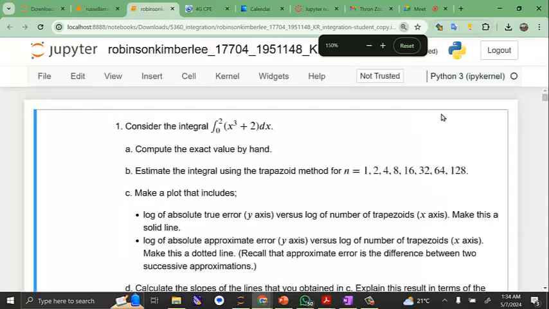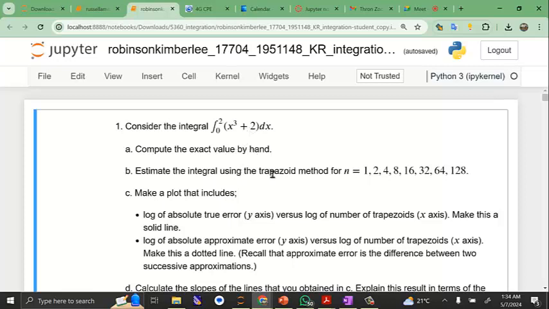Let's see, will this work? Okay. This is the integration sheet. So it says compute this integral. So we'll just go over the problems, and then we'll look at the code. So this integral is a regular polynomial. Should be straightforward integration by hand.